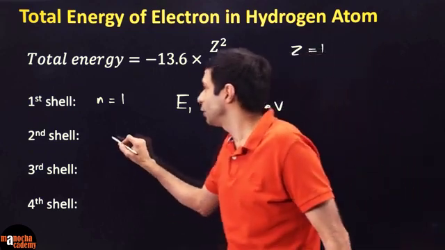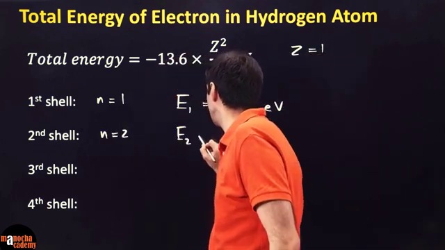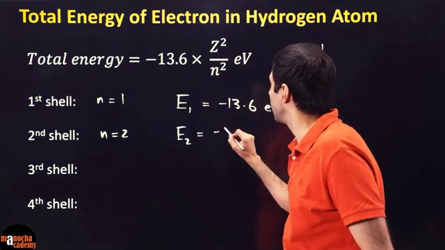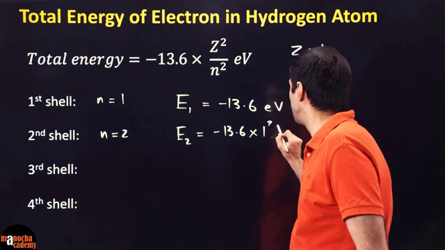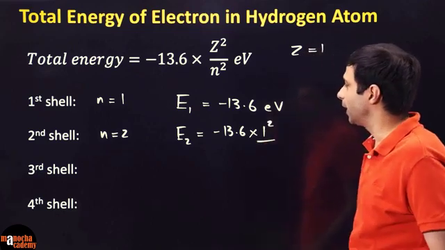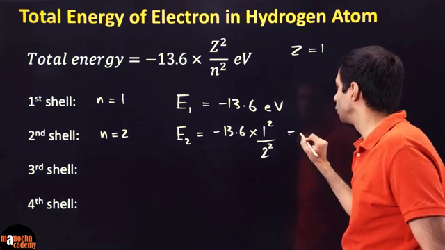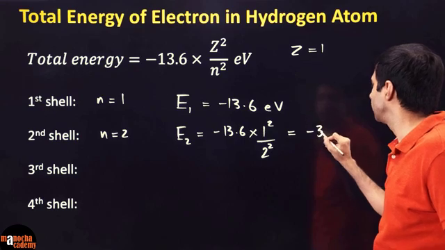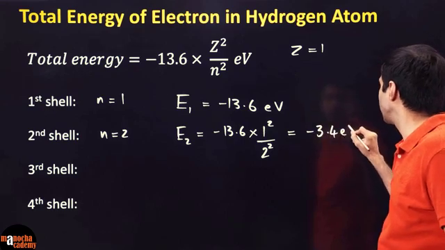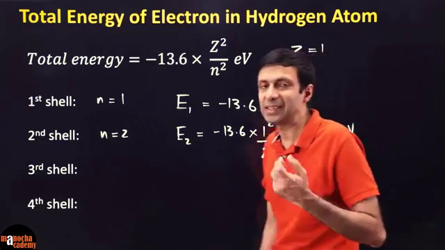Similarly, what is the total energy of the electron in the second shell? N equal to 2. This is our E2. So E2 is going to be minus 13.6 times Z square, which is 1 square divided by 2 square. N equal to 2. So if you guys calculate this, how much will you get? You'll be getting minus 3.4 electron volts. This is the total energy of the electron in the second shell.